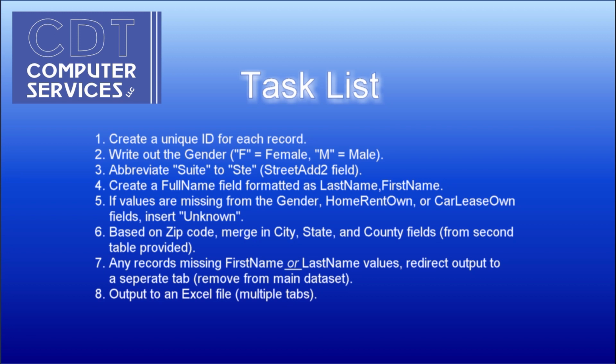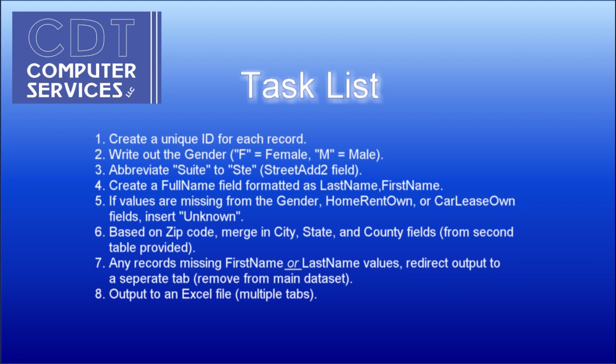Number five, if values are missing from the gender, home rent own, or car lease own fields, insert unknown. So the client does not want to retain any empty values in these three fields and needs these values labeled with unknown instead. Number six, based on zip code, merge in city, state, and county fields.